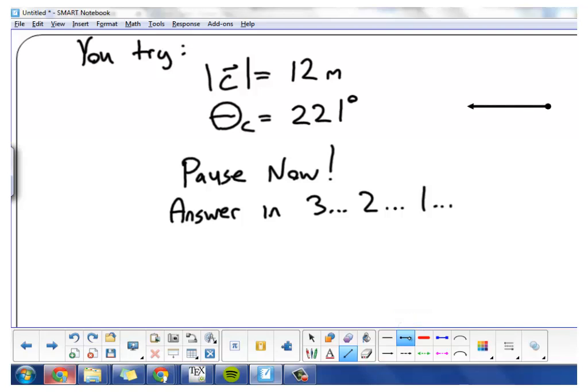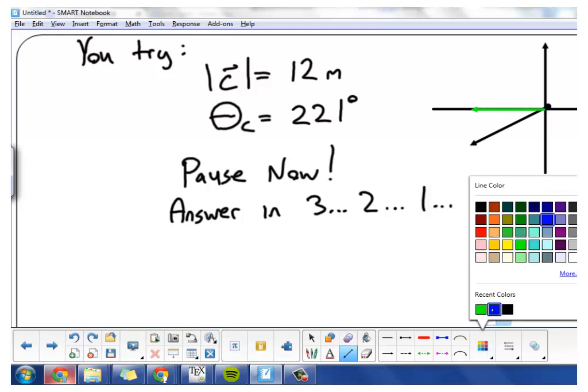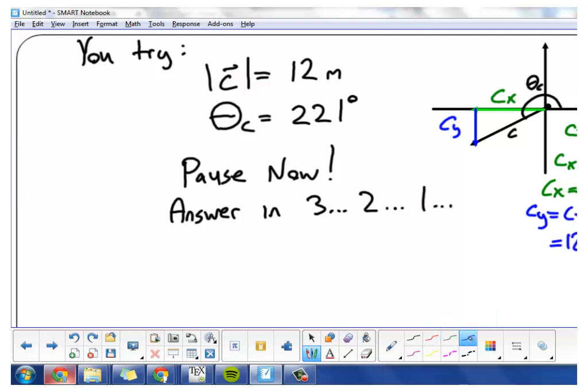Vector C is in the third quadrant, so when we draw its axis on its tail, it's pointing down and to the left. The x component, pointing left, is going to be negative, and the y component, pointing downward, is also going to be negative. We can use our right triangle trig, or our unit circle trig, in order to find the values of the components. My preference is usually to use the unit circle. And so Cx is going to be equal to C times cosine of 221 degrees. Cy is going to be equal to C times sine of 221 degrees, which gives us negative 9.1 meters and negative 7.9 meters.